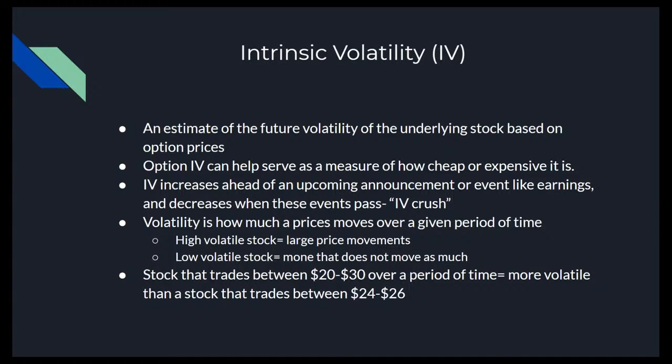So obviously the higher volatility stocks are more risky as well. When you play Tesla, your contract can move very fast. If the stock doesn't go your way, you can see your contract decreasing in value very quickly. So a stock that trades between $20 to $30 over a period of time is more volatile than a stock that trades between $24 to $26, as an example.